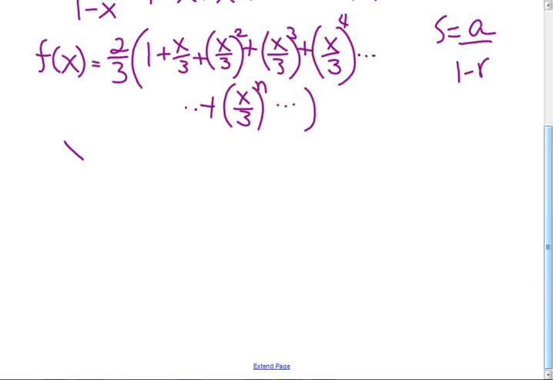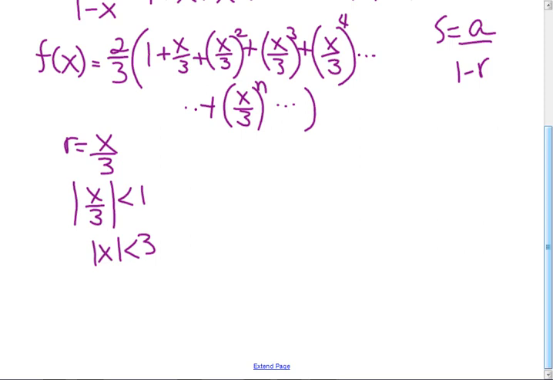Sometimes I forget about doing that. R is equal to x over 3. So the absolute value of x over 3 is less than 1. So the absolute value of x is less than what? 3. Now you guys have a quiz on this next week. R is equal to 3. They ask for the interval of convergence, so it's -3 to +3. It's geometric, so no need.